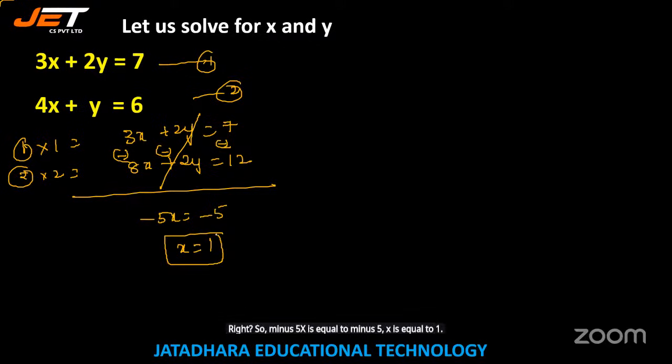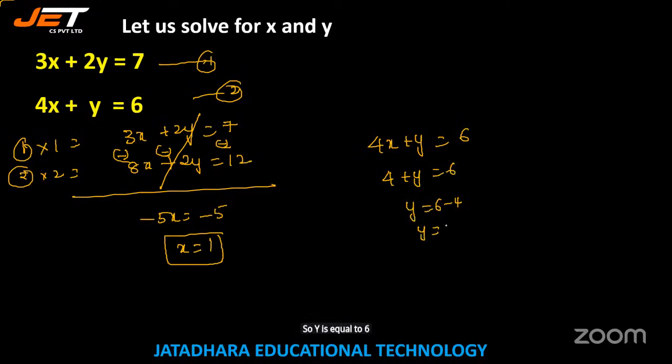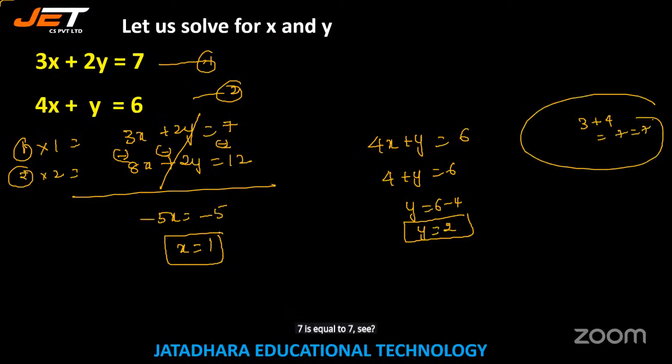All right. So 4x plus y is equal to 6. 4 into 1 is 4 plus y is equal to 6. So y is equal to 6 minus 4, y is equal to 2. All right. So now let's do the checking. 3 plus 4, 7 is equal to 7. See, the values are correct. Okay. So hope you all have understood and are doing the sums.